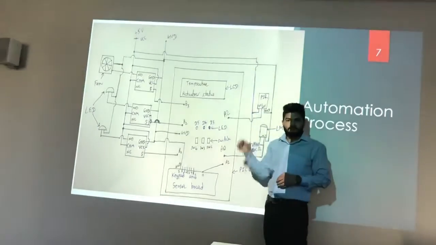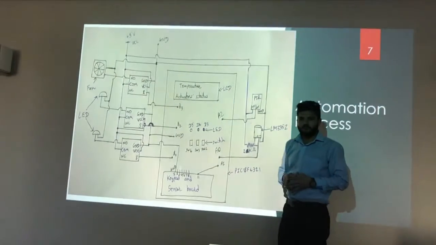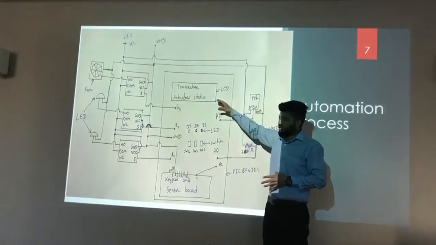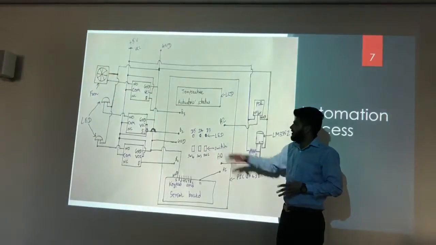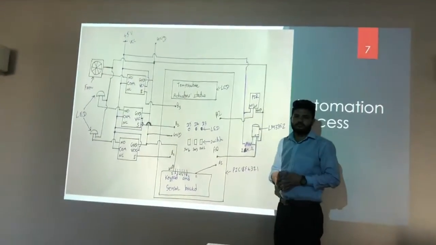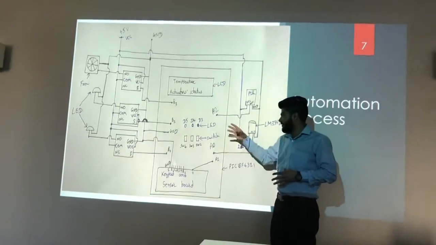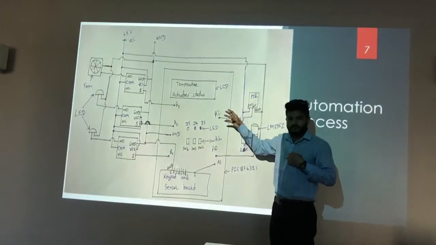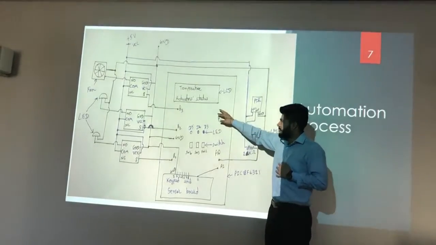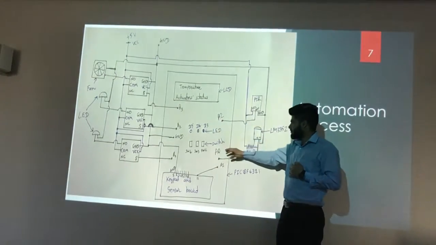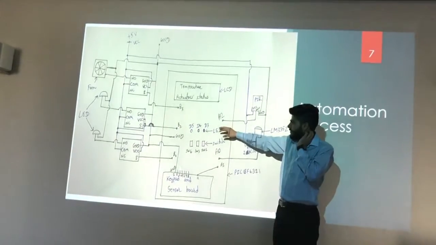Then if I give the password right, which is 4 times 5, it will start the process, and when the password is right, it will start home automation only. Until then, home automation will not start. If my password is right, it will start.